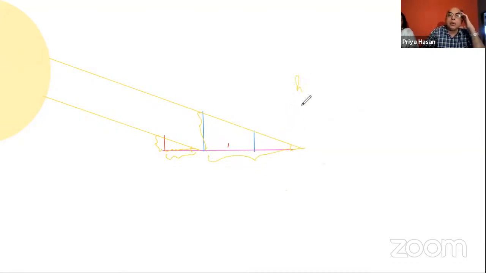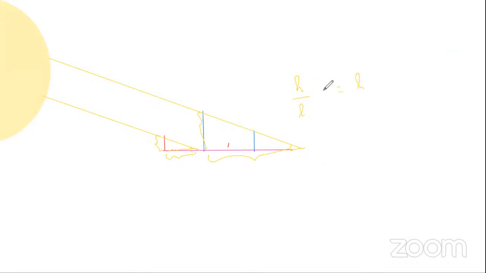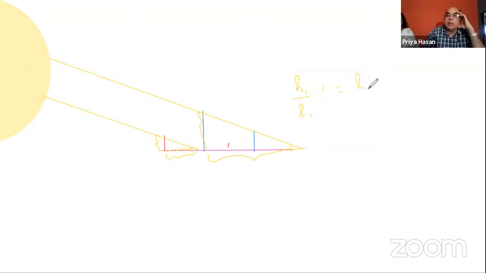So height of the object by the length of the shadow, this will remain the same for everything. H1, L1, H2, L2, all will be the same because we are using the sun's rays, and the sun is very far, 150 million kilometers from us. So the rays which are reaching us are almost parallel. So by the length of the shadow, you can find out the height of the building. Okay.